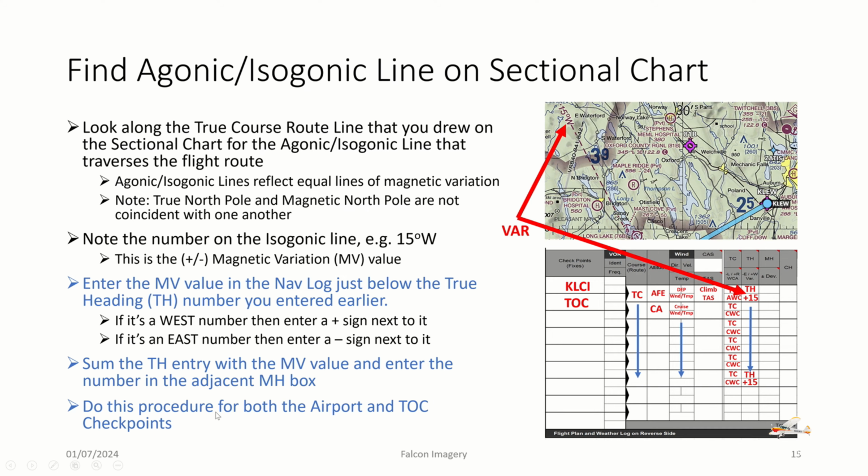Do this procedure now for both the airport and the top-of-climb checkpoint. So you're going to figure out that magnetic heading based on the true heading that you're flying, both at the airport when you start as well as in cruise, summing up the numbers for each pair of these boxes and then putting the particular magnetic heading over here on the right.